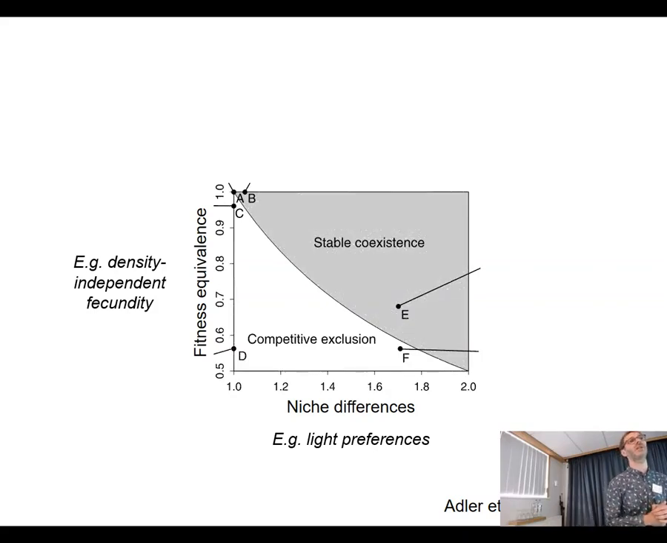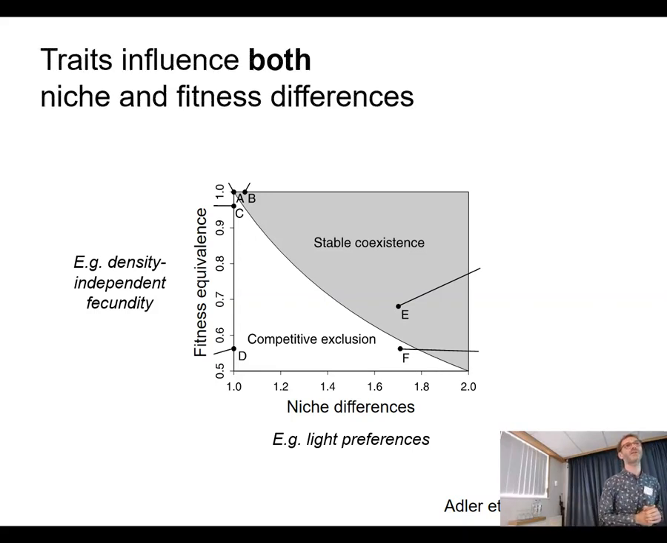These are theoretical expectations for a very simple competition model, and in the gray zone, species would be able to coexist. In the white zone, there would be one of the two excluding the other. And this typically happens when niche differences are small and/or the fitness equivalence is really low. And when niche differences are small, that's easy to understand. When fitness equivalence is low, it means that two species have very different fitnesses. So you have one that has very high fecundity and the other has a very low fecundity. Just to show that basically there are two factors that influence coexistence, and traits can influence these two factors.